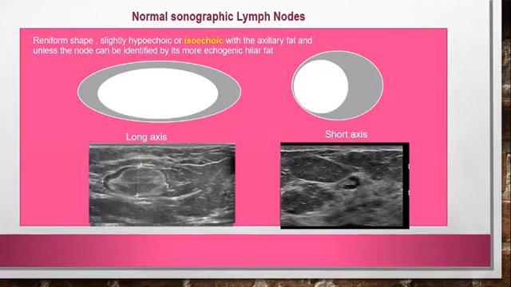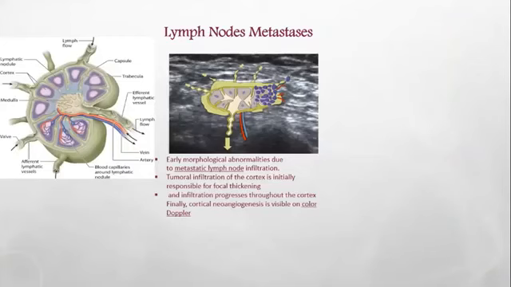With harmonics, it might look a little bit hypoechoic and can be differentiated from the adjacent fat of the axilla. If we look here in both, the cortex is uniform and thin. It is less than 3 millimeters, considered to be normal. 3 millimeters and above, we have to consider it as pathological. We have to know the detailed anatomy of the lymph node to understand the involvement of the lymph node by the disease process.